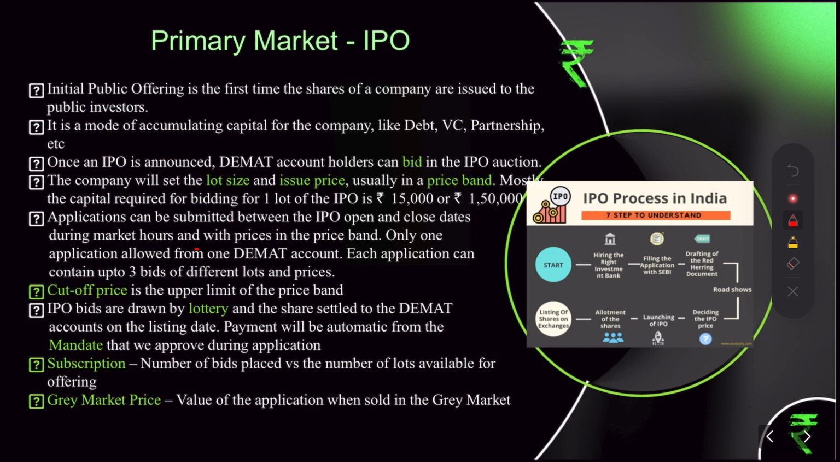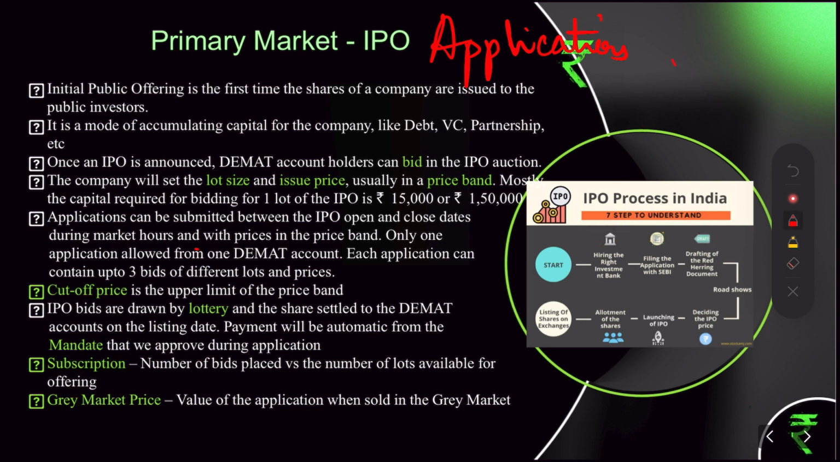Now, how to assess if an IPO is going to render you profits or losses? For that, we will look at two terms: the subscription and gray market price. Subscription is the number of applications or number of lots applied for as against the total number of lots available. Number of lots applied for versus the total number of available lots. That will show you the subscription status.